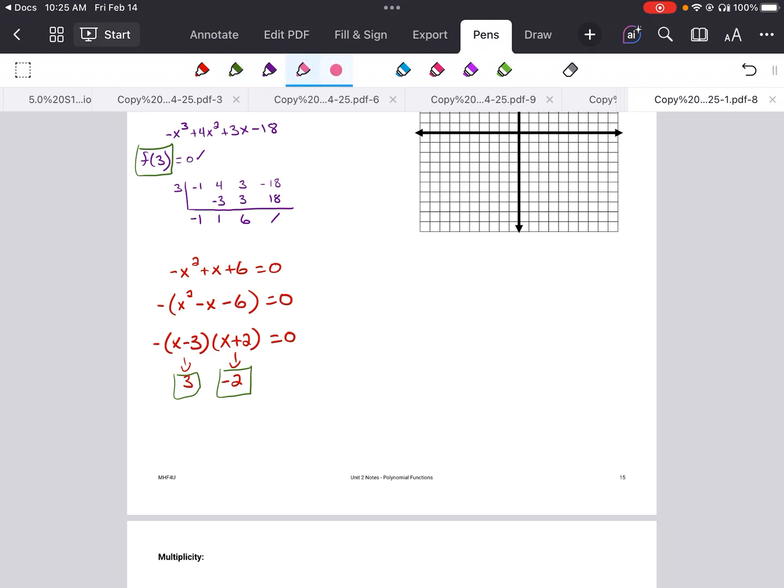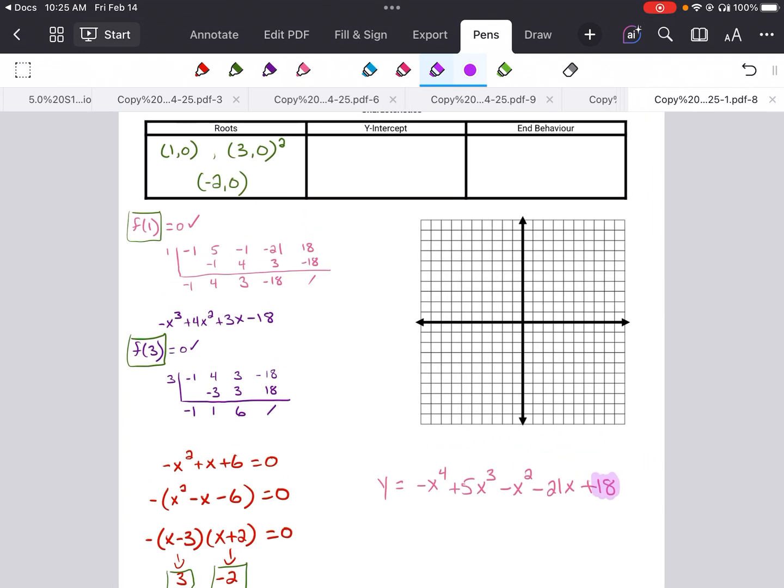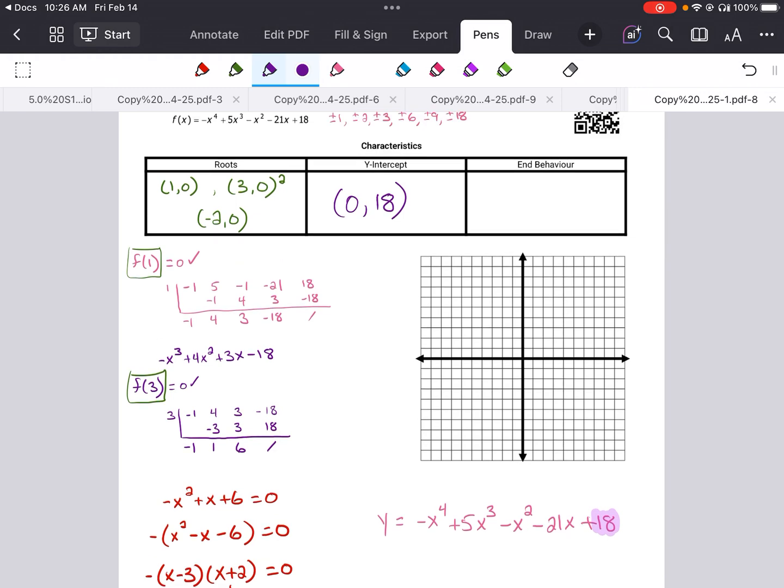The y-intercept, so remember the y-intercept always comes from the value without a variable. In our equation of negative x to the power 4 plus 5x cubed minus x squared minus 21x plus 18, the ending value, the constant value, is the y-intercept. So the y-intercept here is 0, 18.